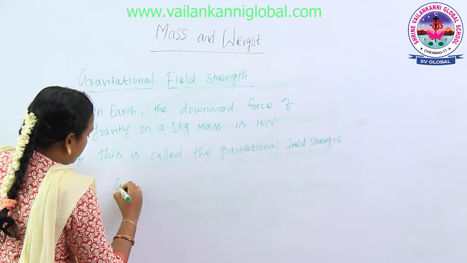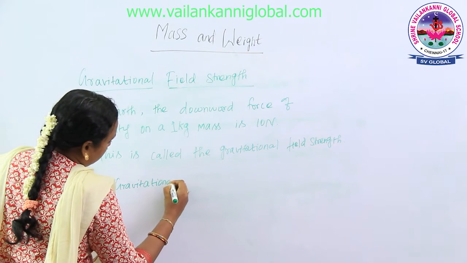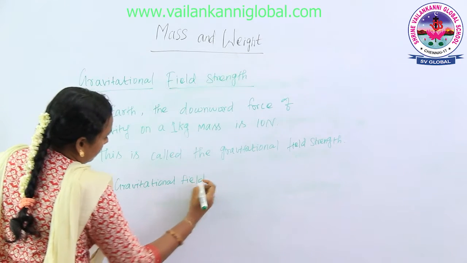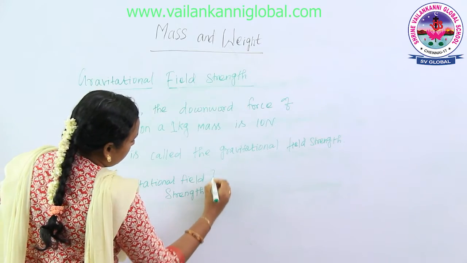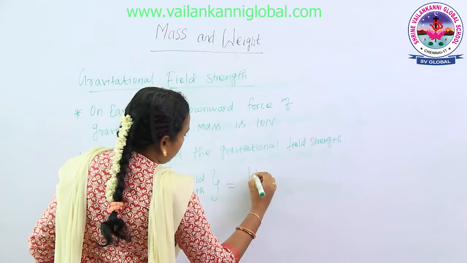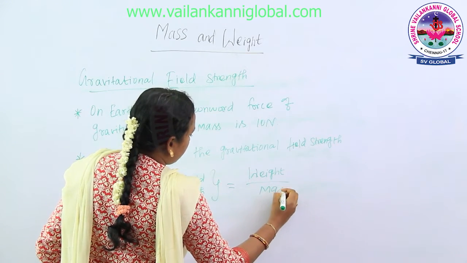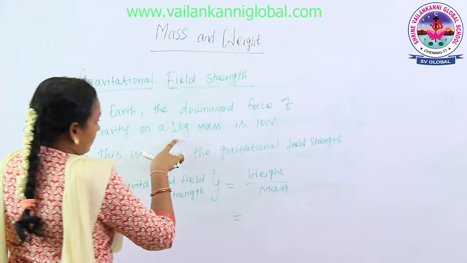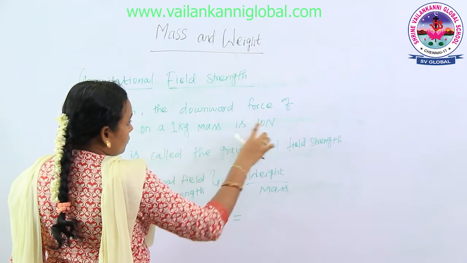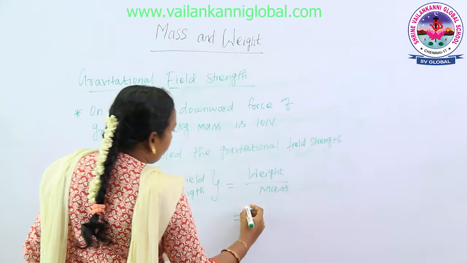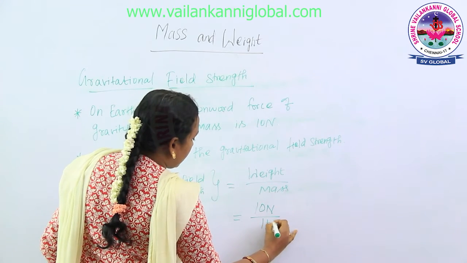So the gravitational field strength is equal to weight by mass. So in this data, see here mass is given as 1 kg and 10 Newton is the weight. So weight is equal to 10 Newton and mass is equal to 1 kg.